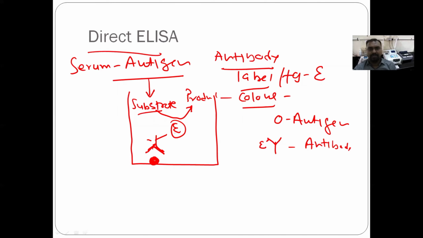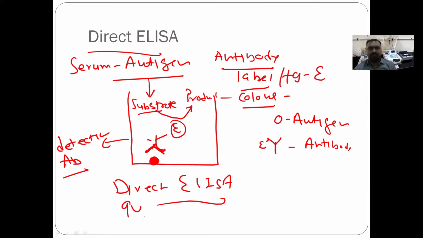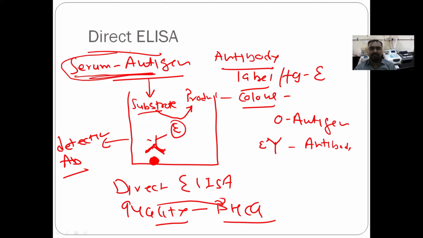So here the antigen that we have to measure is directly in contact with the detection antibody. This is called the detection antibody. That's why it is called direct ELISA. It is useful mainly for qualitative measurement, like beta HCG in pregnancy, and it is not much used. In direct ELISA we detect the antigen.